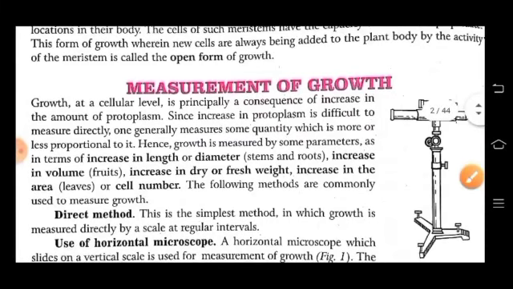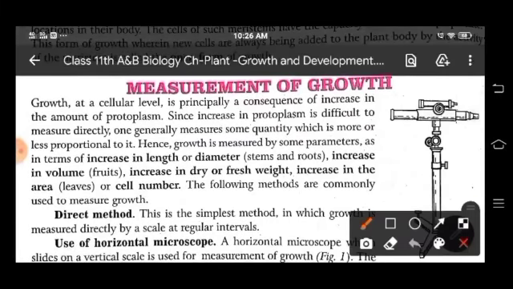So, measurement of growth. Growth at a cellular level is principally a consequence of increase in the amount of protoplasm. Since increase in protoplasm is difficult to measure, one generally measures some quantity which is more or less proportional to it. So, growth can be measured by some parameters, such as increase in length or diameter, increase in volume, increase in dry or fresh weight, increase in area or cell number.